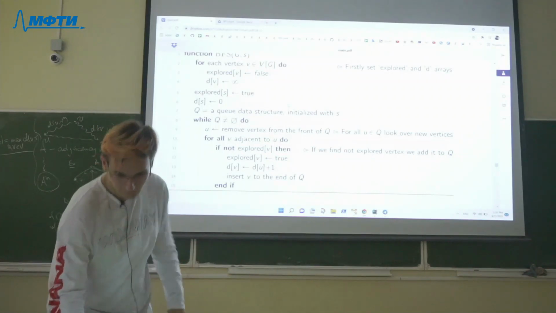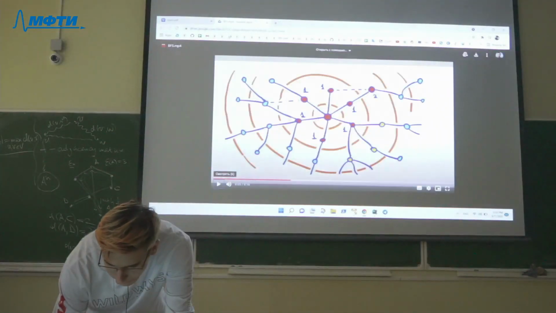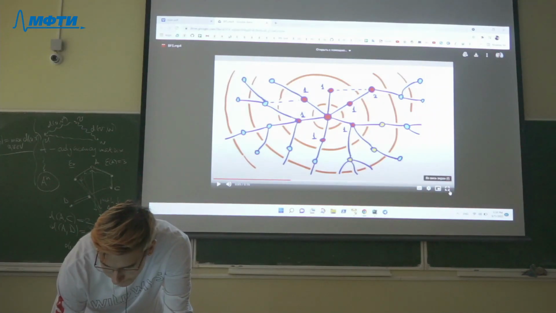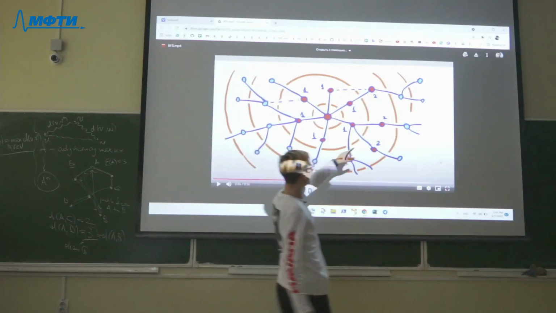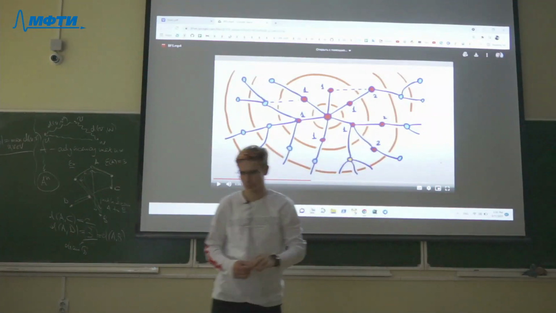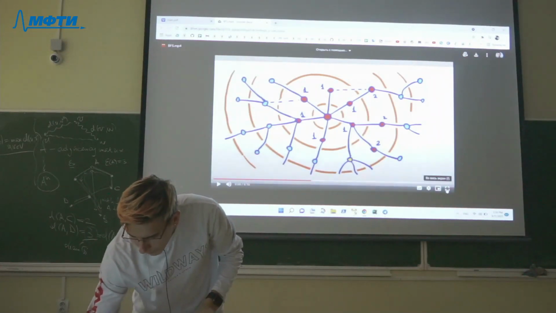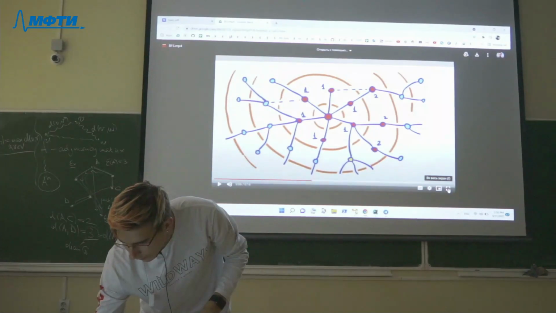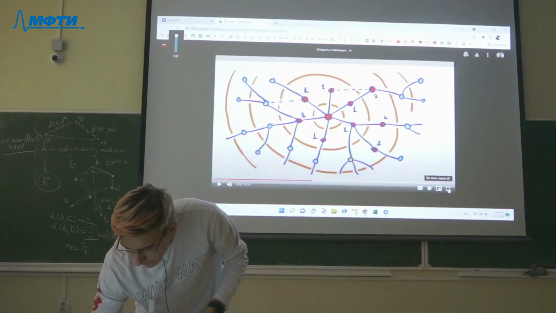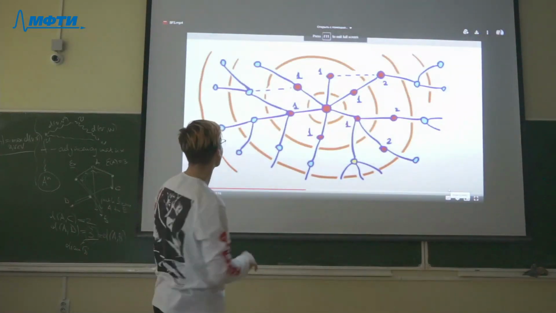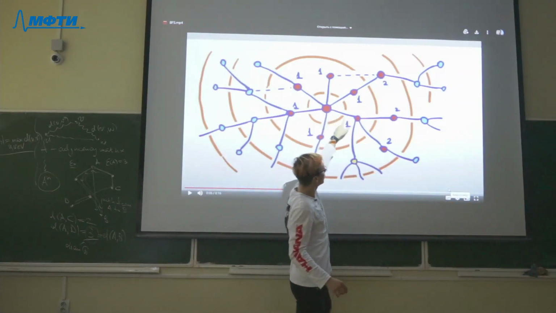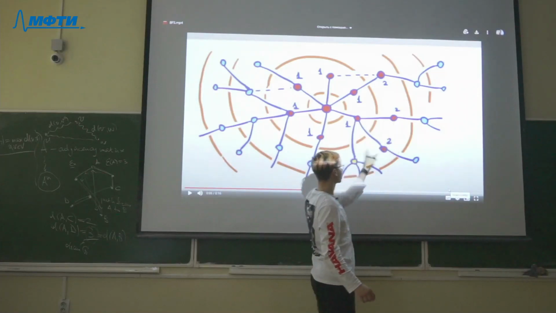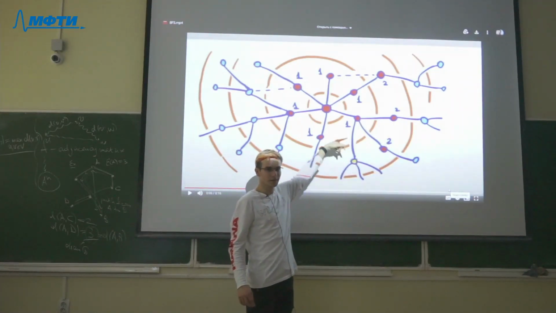Okay, then let's continue. Nice. Now we know the distance from this vertex to the center, and we say that the distance from this and this vertices is one more than this distance.